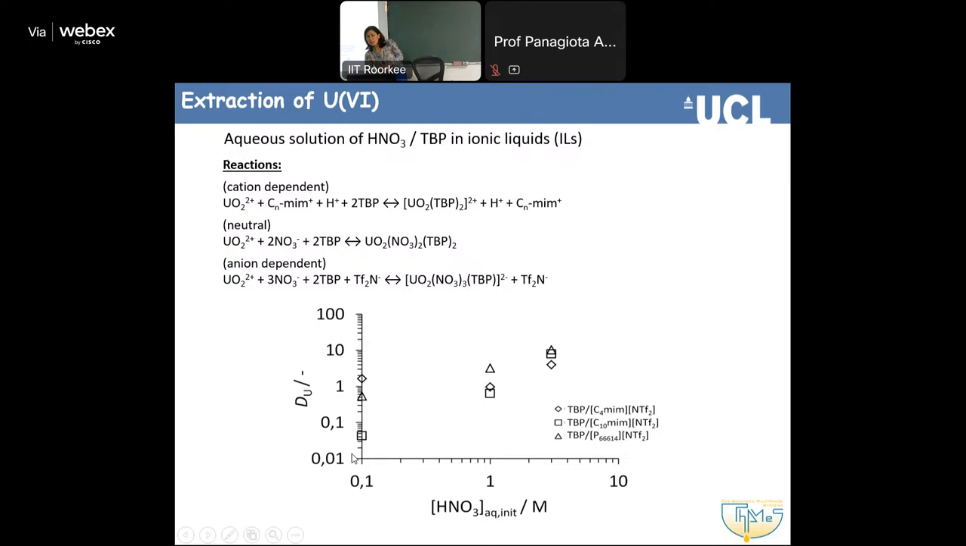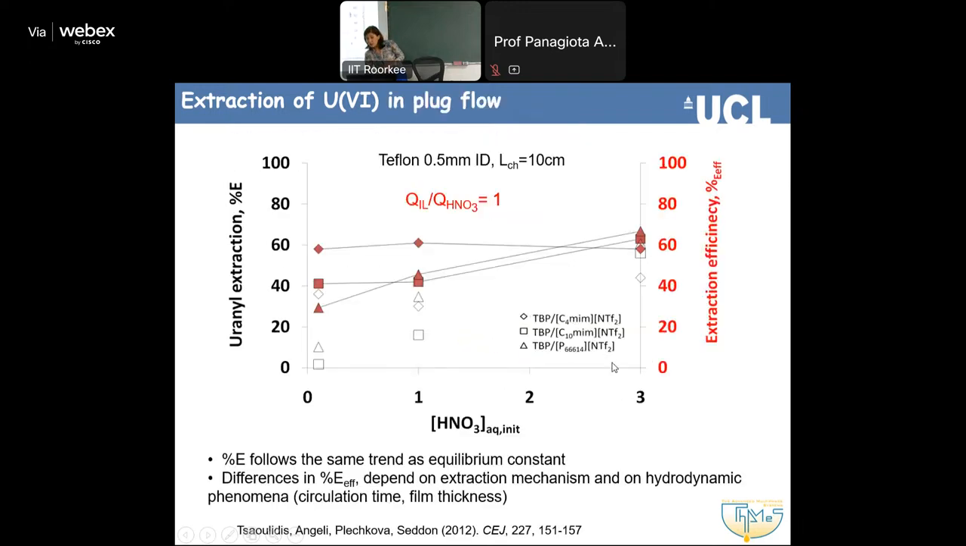As we increase the amount of nitric acid, this distribution coefficient increases, which means it's more favorable for the uranium to go to the other phase. We also get the extraction efficiency here, which tells us how far from equilibrium we are. As you can see, we are not at 100%, so at the end of the channel we do not reach equilibrium. But in all cases, it's quite high. And then it follows these curves a little bit.